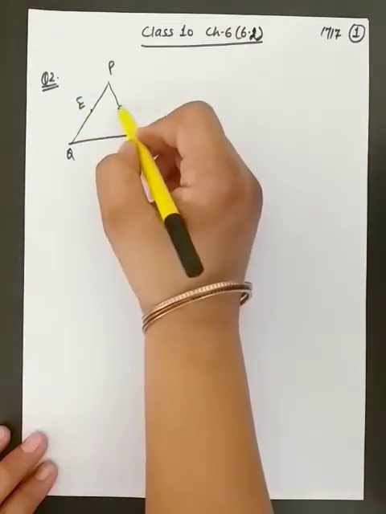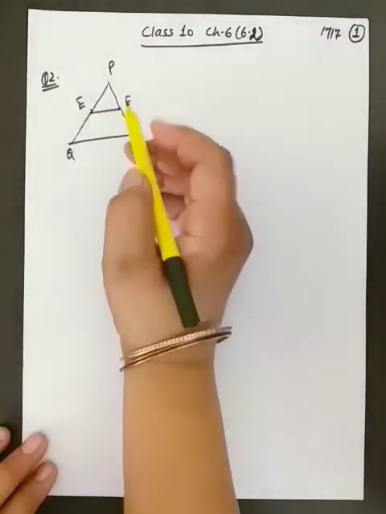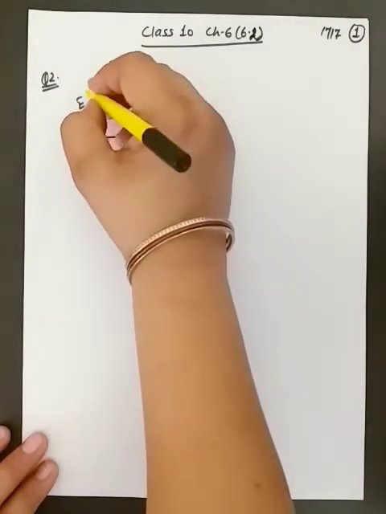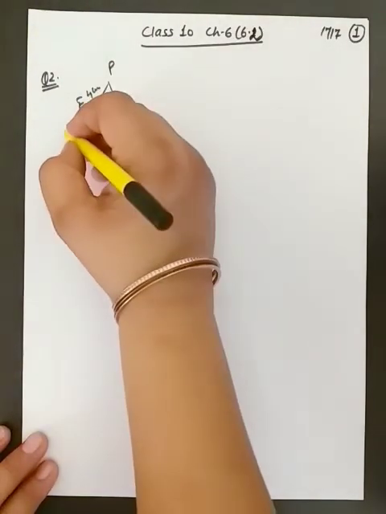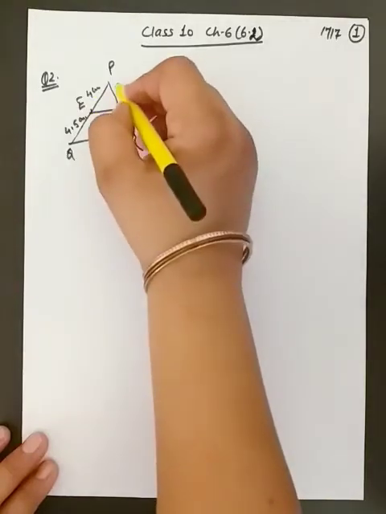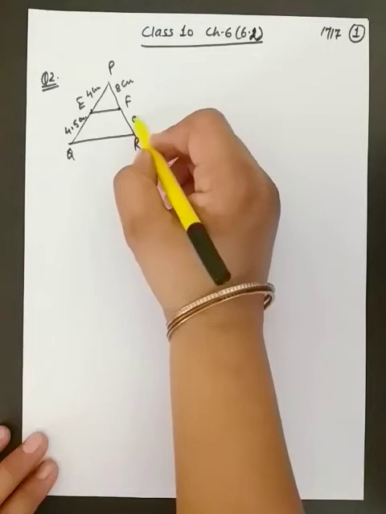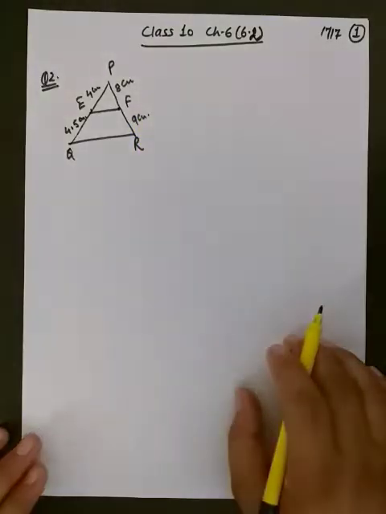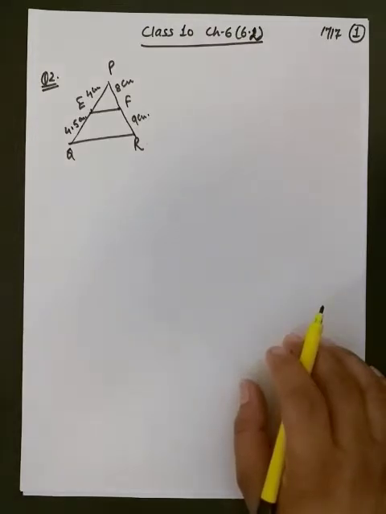E and F. We have to join these 2 points, and PE is 4 centimeter, QE is 4.5 centimeter, PF is 8 centimeter and RF is 9 centimeter. On the basis of these given sides, you have to prove whether EF is parallel to QR or not.